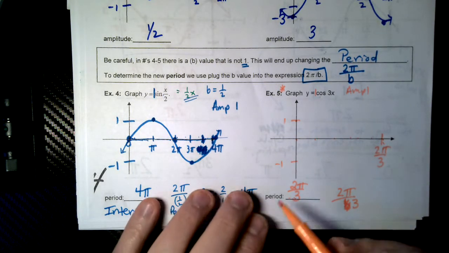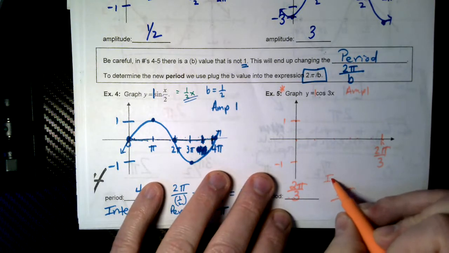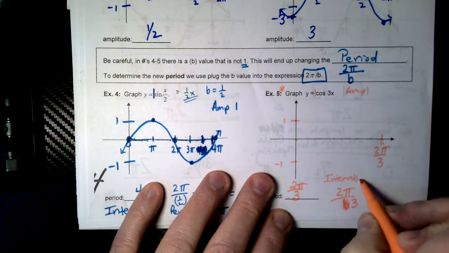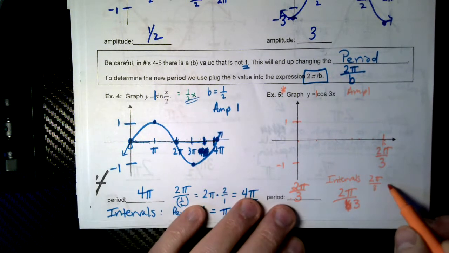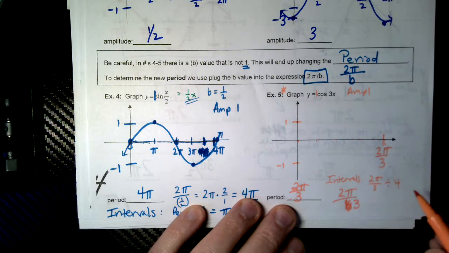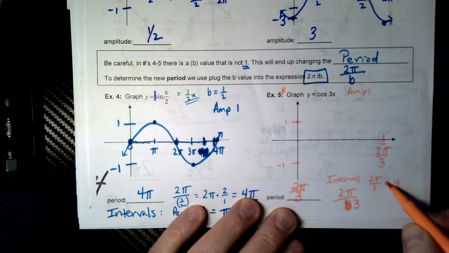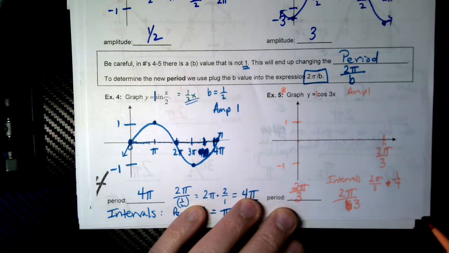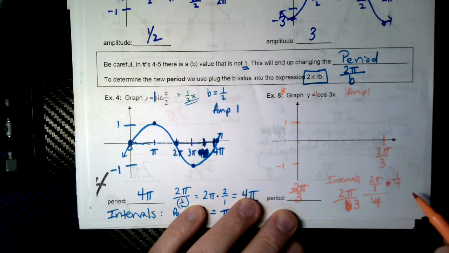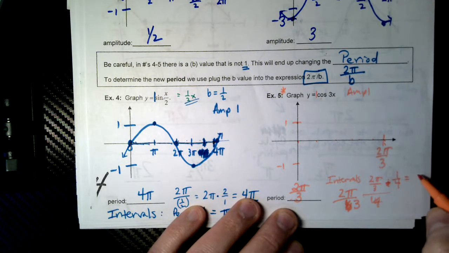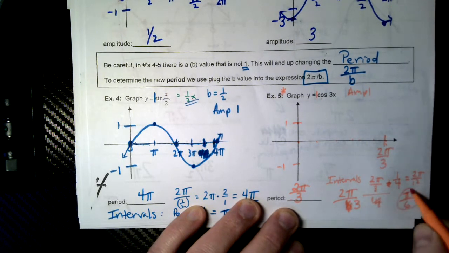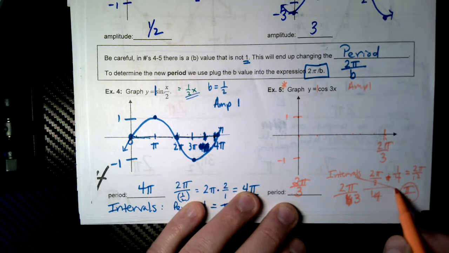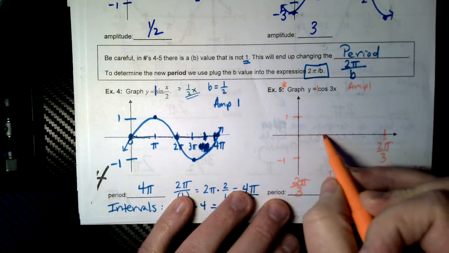Now the tricky part is, what are the intervals? You got to take 2 pi over 3, and you got to divide that by 4. When you divide by 4, what you do is multiply the reciprocal, 1/4. So it'll be 2 pi over 12, which is pi over 6. That's the intervals. The intervals are pi over 6. So that's how long they are in between.